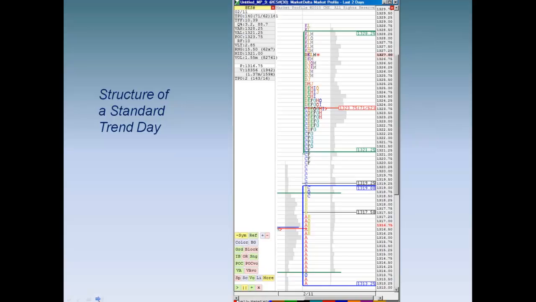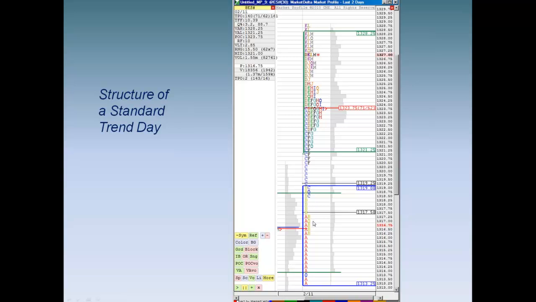Let's begin by taking a look at a structure of a standard trend day. By now, I hope that you would all be quite familiar with this structure and you would be able to readily and easily identify it by its characteristic features. First of all, it has a wide range and it has a rather narrow TPO structure, and it is directional in a sense that the range extension is all taking place in one direction.